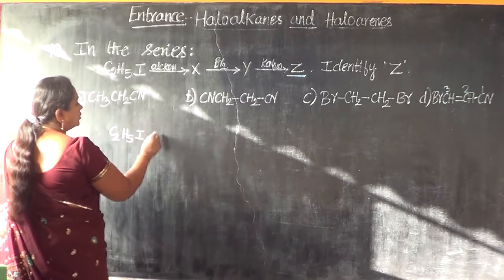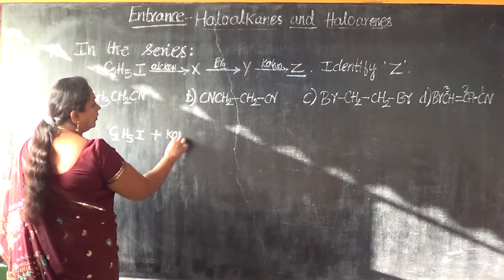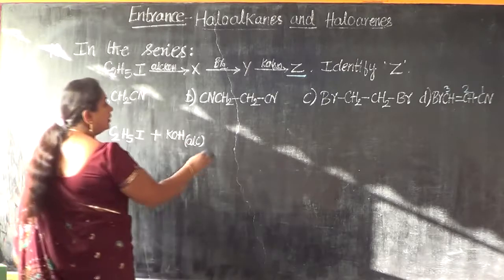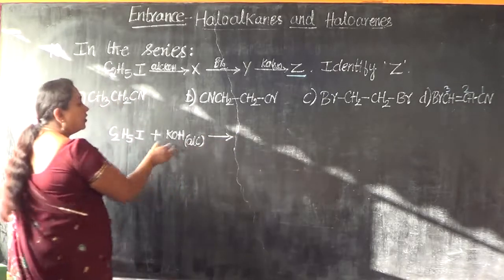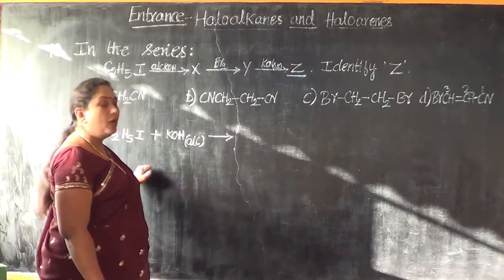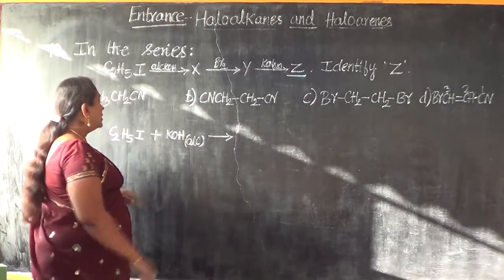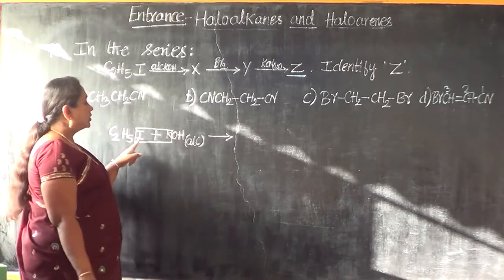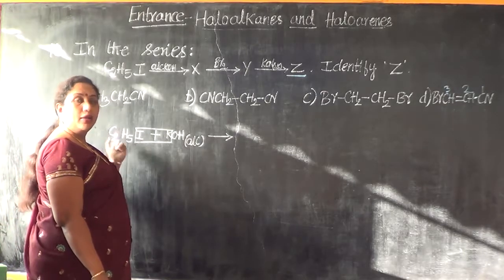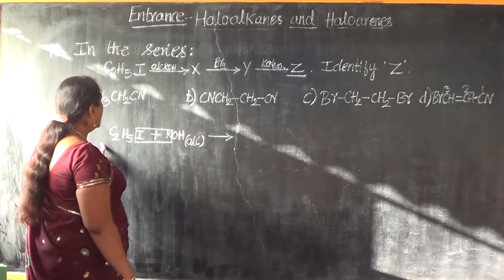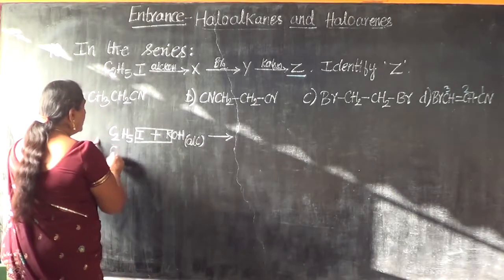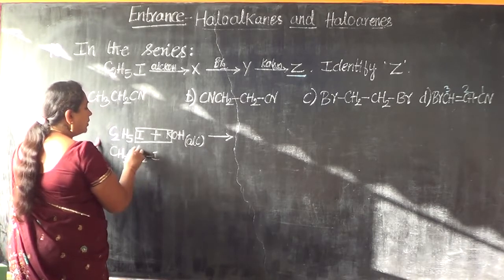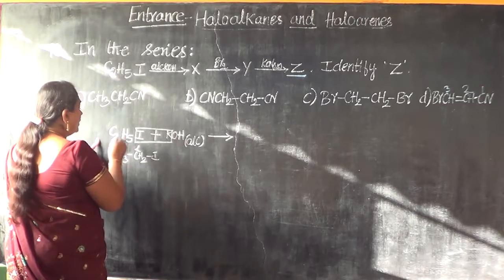C2H5I is treated with alcoholic KOH. In one of the previously learned reactions, in the same entrance questions, we learned that alcoholic KOH is a very good dehydrohalogenating agent. It facilitates the removal of halogen from the alpha carbon and hydrogen from the beta carbon. So what are we going to obtain? This I will split and write it. CH3, CH2I. I goes from the alpha carbon, hydrogen goes from the beta carbon.